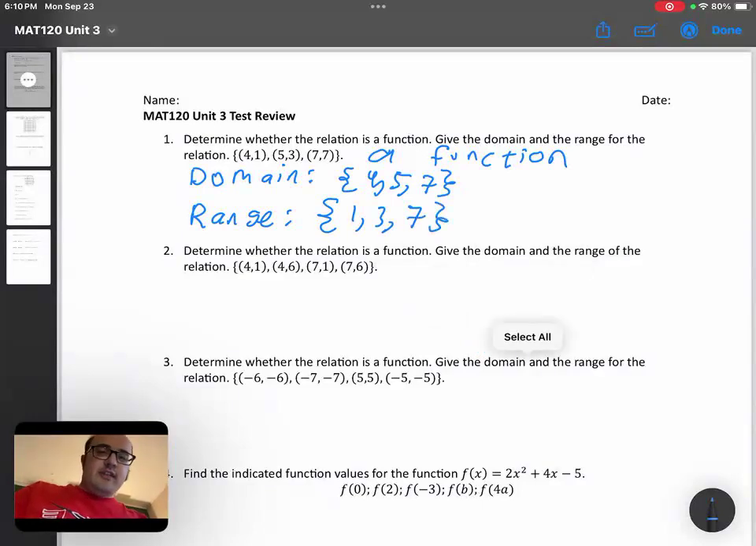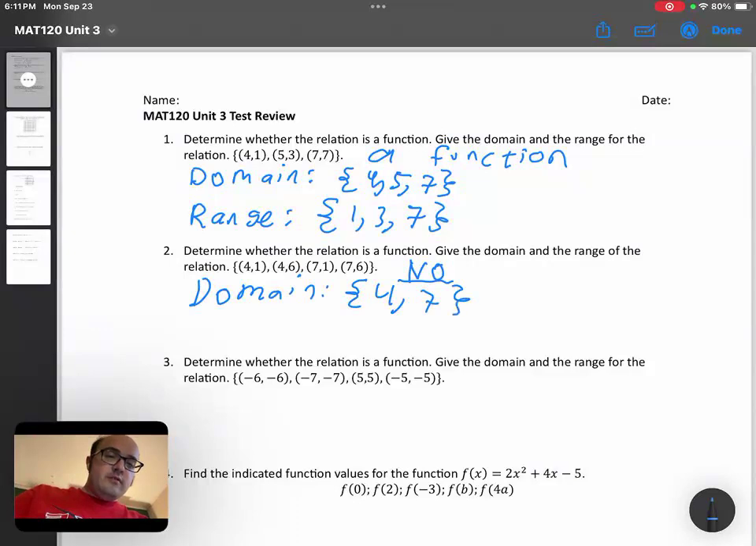For the second question, determine whether the relation is a function, give the domain and range. This one now, we have 4 mapped to both 1 and 6, and 7 to also 1 and 6. So this is not a function. The domain for this one, since we list the 4 and the 7 twice, the domain is just 4 and 7. And the range, same idea, would be 1 and 6.